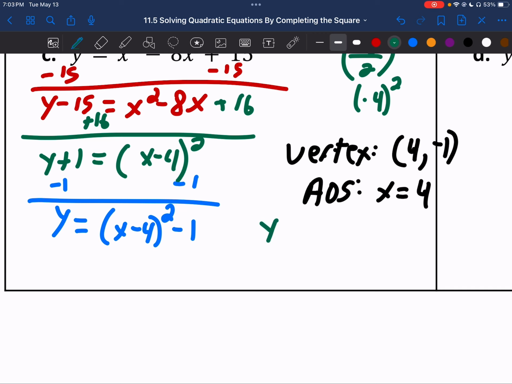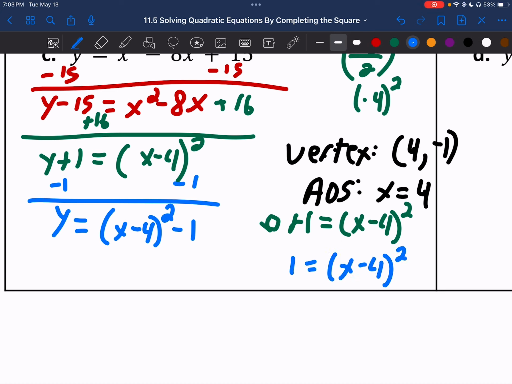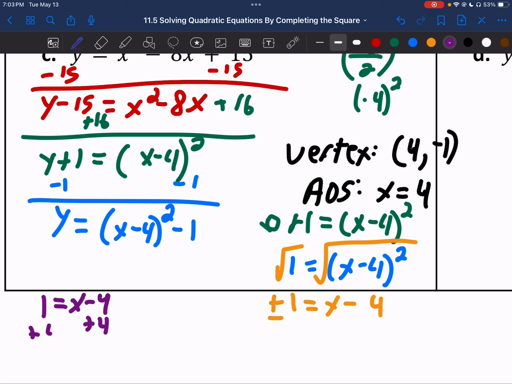I'm going to do the y plus 1. And so we're going to say 0 plus 1 is equal to x minus 4 squared. So 1 is equal to x minus 4 squared. We take the square root of both sides. Square root of 1 is plus or minus 1 equals x minus 4. So now we have 1 equals x minus 4. Add 4. 5 equals x.